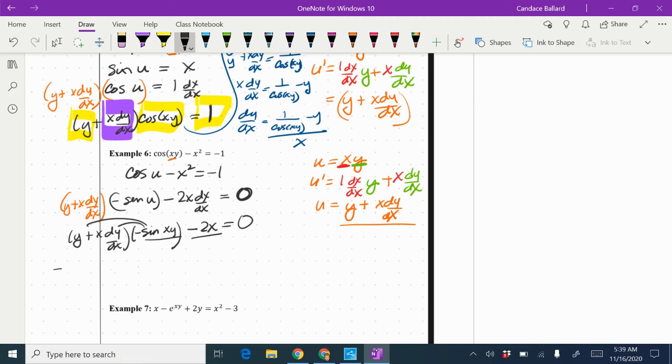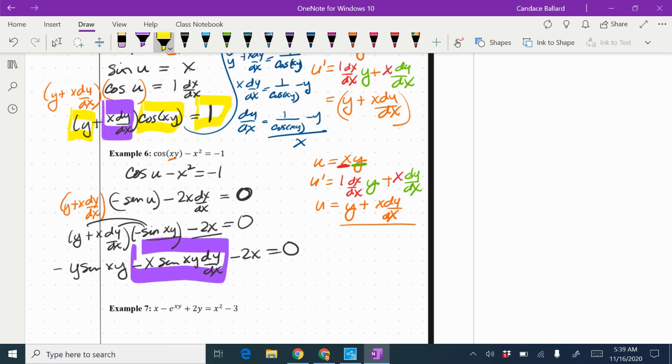The negative y sine of xy minus x sine of xy dy/dx, and then all of that is minus, actually I don't need the parentheses anymore, and then that's minus 2x equals 0. That looks much better to try to get to the other side. So again, we're going to, in purple, mark anything that is dy/dx, and in yellow, anything that is not dy/dx.